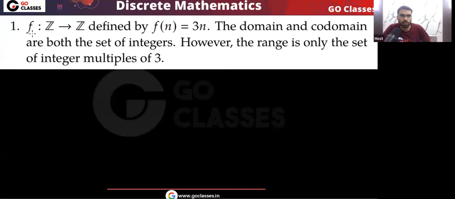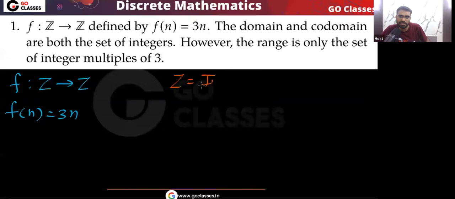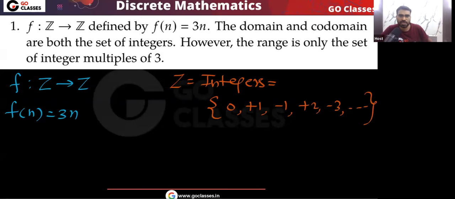Now, let's look at this function. First of all, you tell me, is this a function? Then you find the range of this function. This is f from Z to Z, and the question is saying that the mapping of n is 3n, the image of n is 3n. Remember, Z is integers. Integers means 0, +1, -1, +2, -2. These elements are the integers.